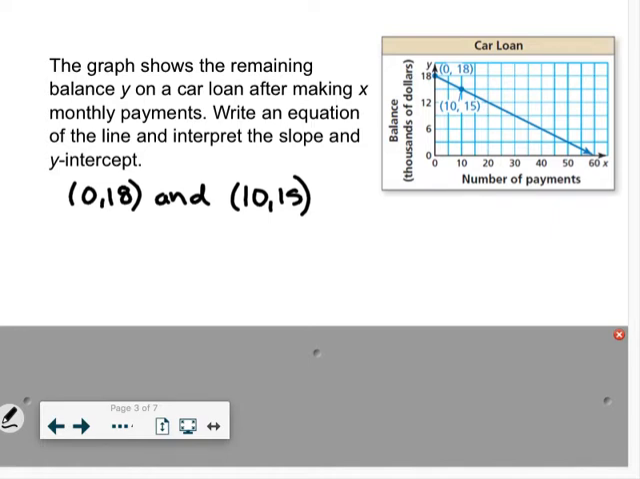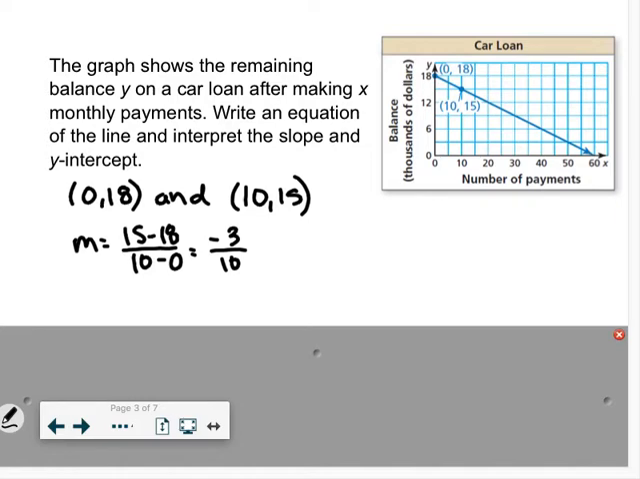Okay. So you could calculate slope. M equals, and you might do 15 minus 18 over 10 minus 0, so that's negative 3 over 10. You could write that as negative 0.3 or negative 3/10. Either one is fine. And then to write the equation, you could sub into one of the equations.